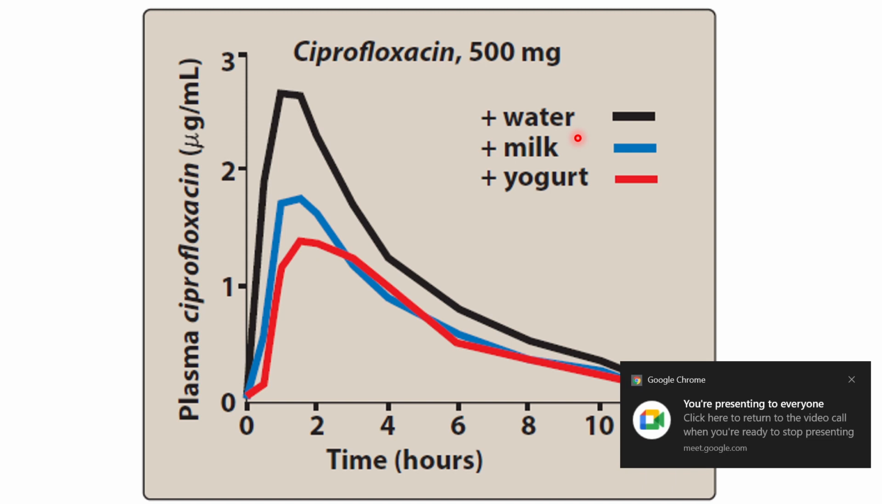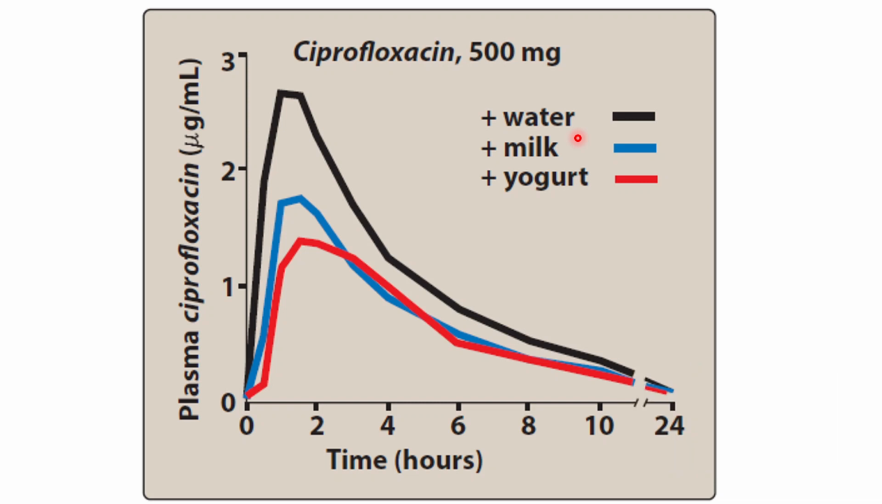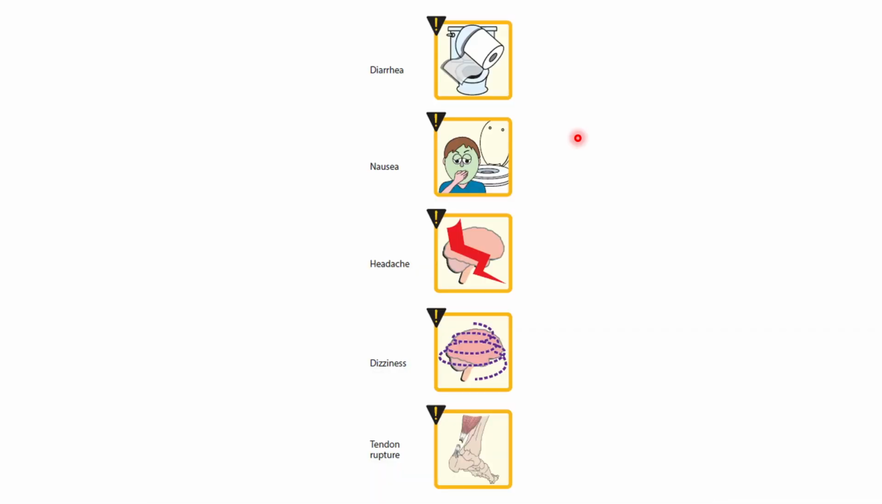Adverse effects include diarrhea, nausea, headache, dizziness, and tendon rupture. Tendon rupture is because of articular cartilage erosion, usually seen in children. That is why fluoroquinolones should be avoided in pregnancy and lactation and in children under 18 years old.